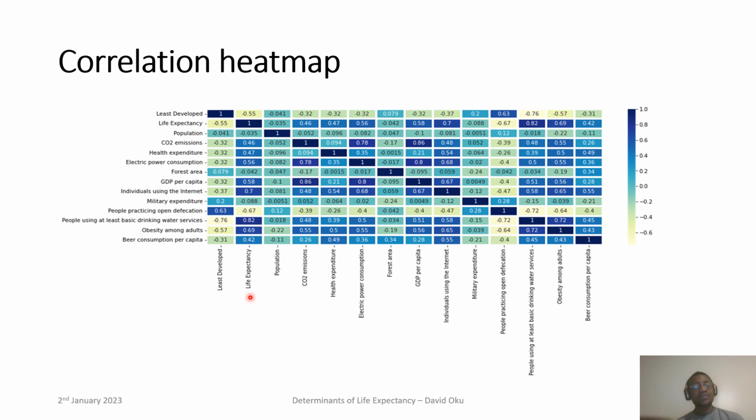The correlation heat map tells us how the target variable, life expectancy, interacts with the independent variables by giving us a summary of the correlation coefficients. So we could see the correlation coefficients of life expectancy with all the independent variables.